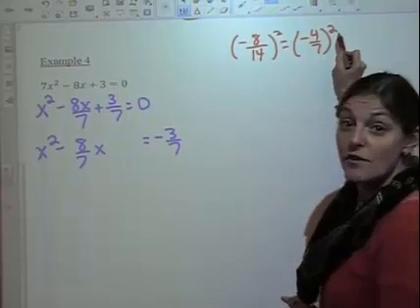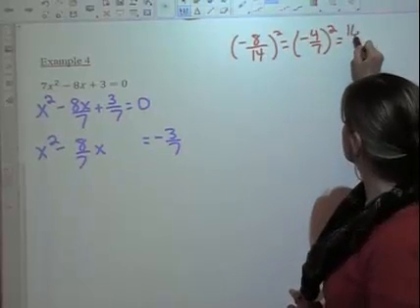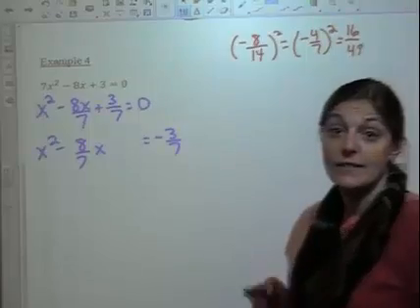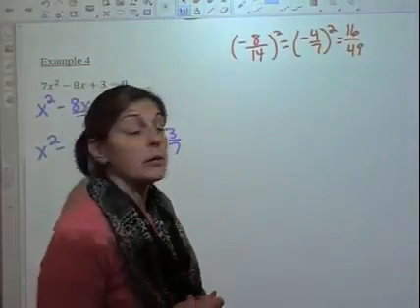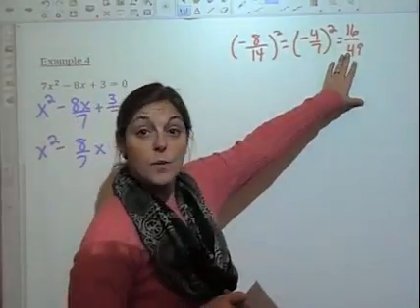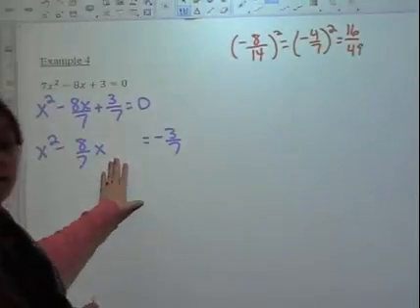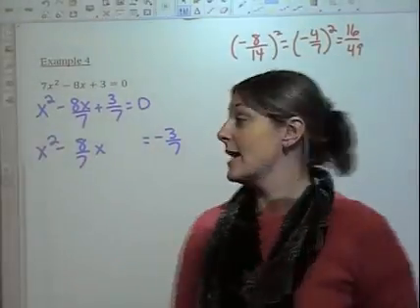And then when you square that, it becomes 16/49. Okay, that just makes it a little bit easier to deal with. Otherwise, we'd have really big numbers. Okay, so that is what we're going to plug in over here. So now we're going to add that to both sides.